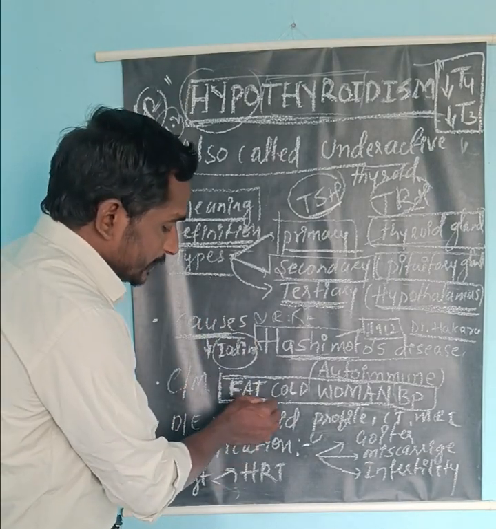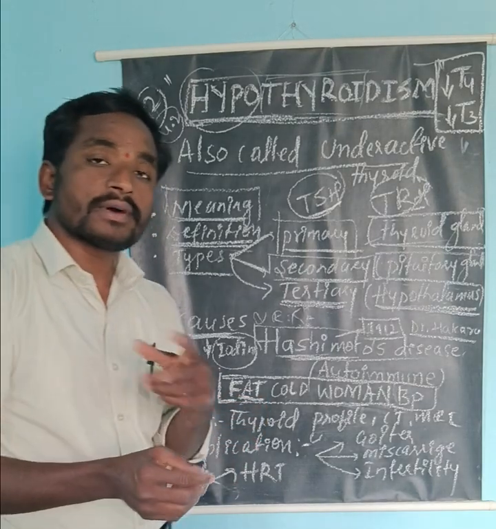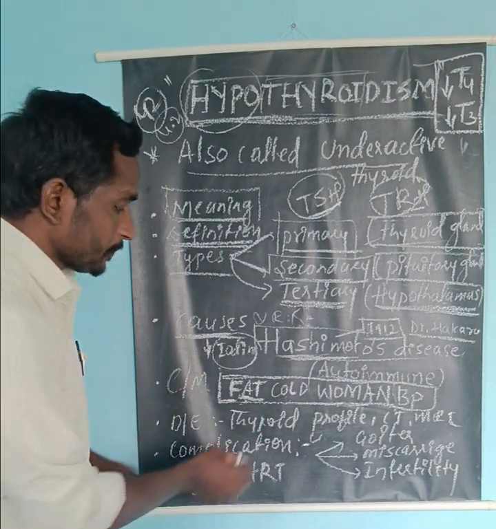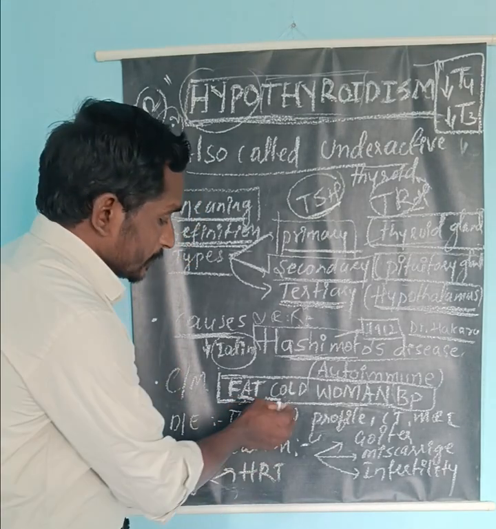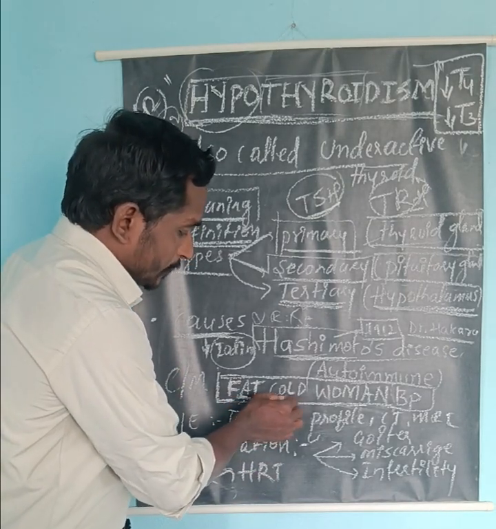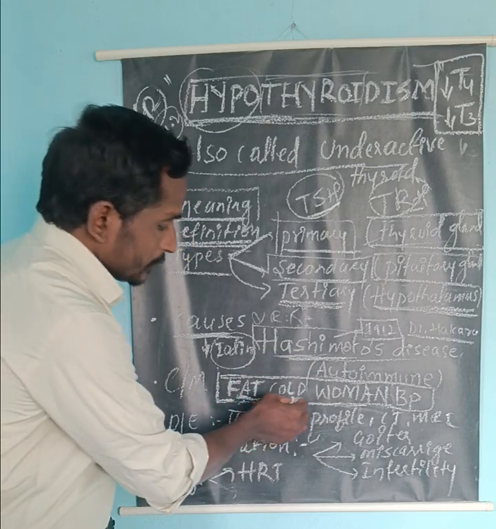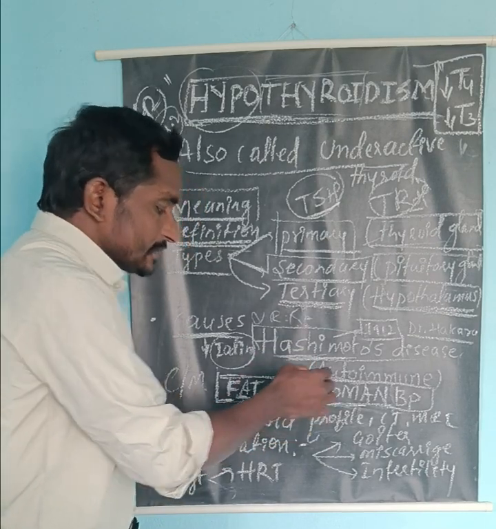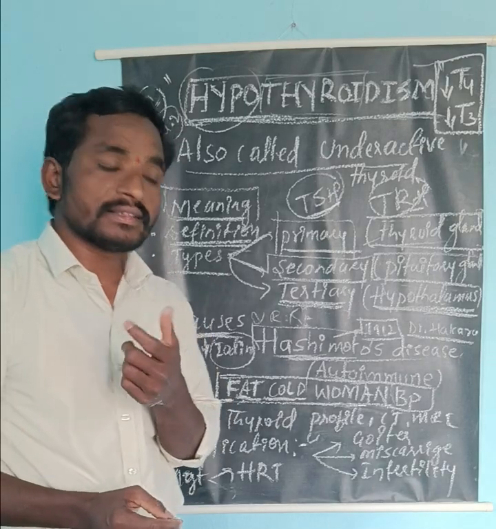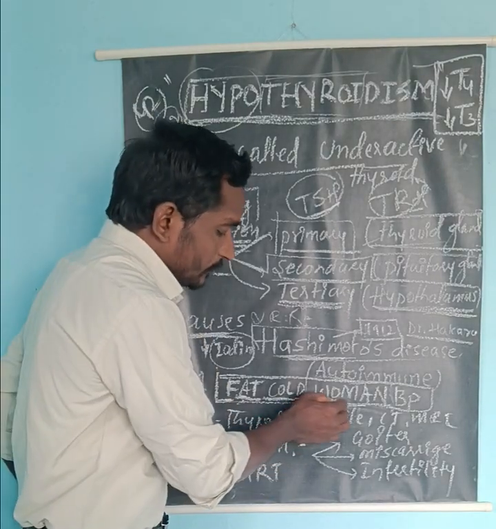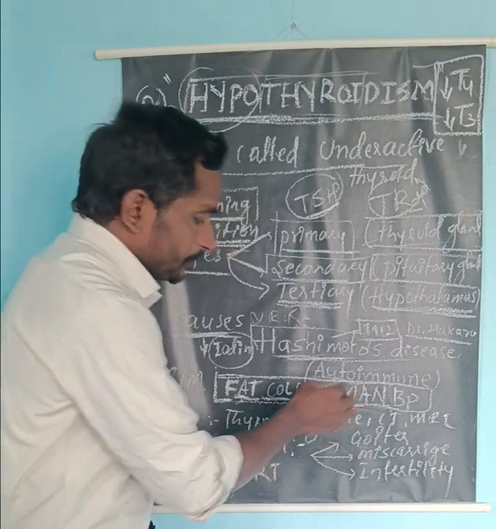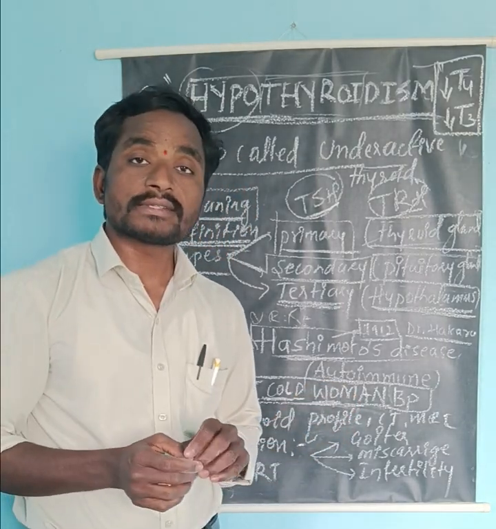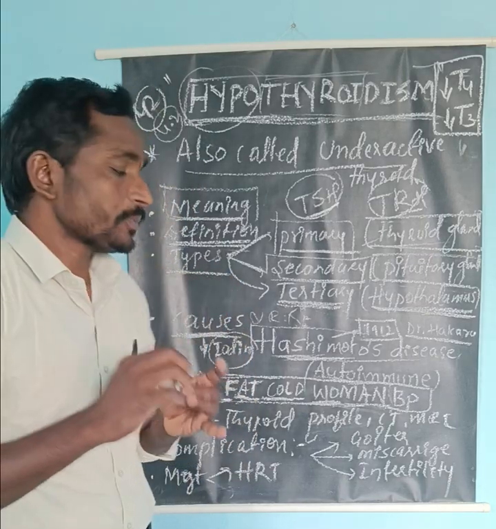T is thinning of hair, or partial or complete loss of hair. C is cold intolerance. O is obesity. L is lethargy. D is dryness of skin or dizziness. W is weight gain. O is obstipation, a severe form of constipation.